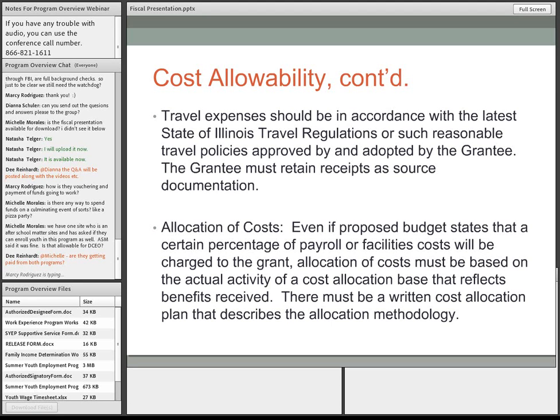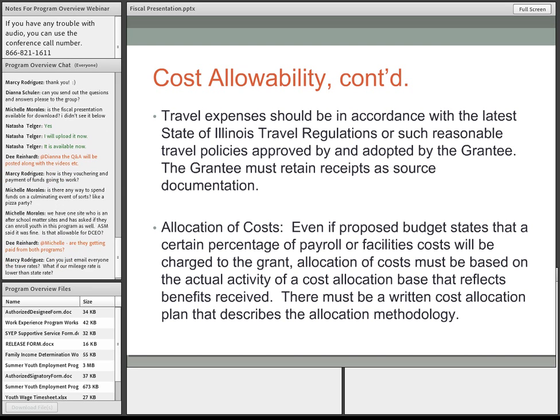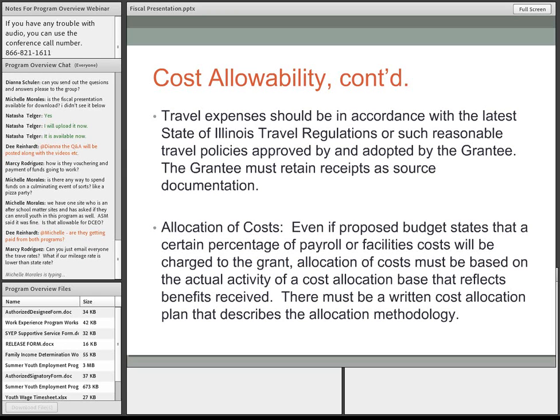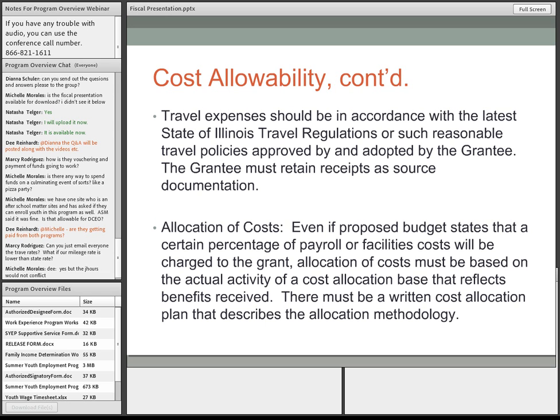Allocation of costs. You might have a proposed budget that says, okay, we're going to pay a certain percentage for payroll or facilities costs for this grant. Just because your budget says you're going to pay a certain percentage of those costs, that does not mean that you can just automatically charge that. You still have to have documentation as to how you came up with that rate, and you have to document that that rate is reasonable and it reflects what benefits were received, and it is based on actual activity towards the grant objectives. If you're going to do any kind of cost allocation, you have to have a written cost allocation plan that describes this methodology.